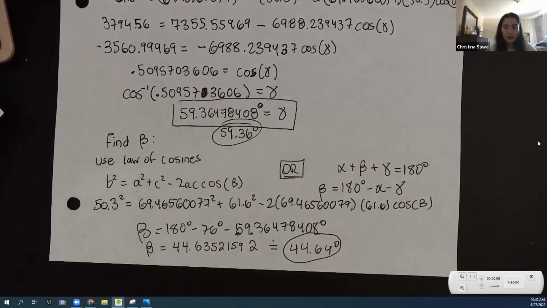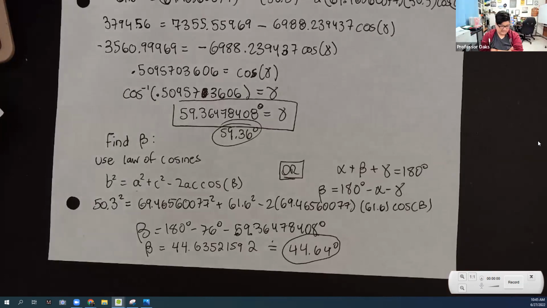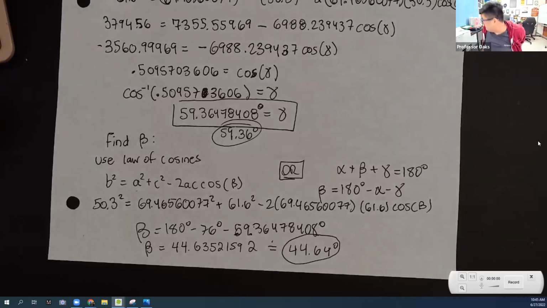No, I think it's okay. Yeah, like I said, the hardest part will probably be just remembering which of the two properties you need to use, law of sines or law of cosines, and then go from there.